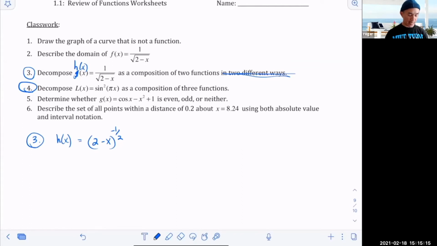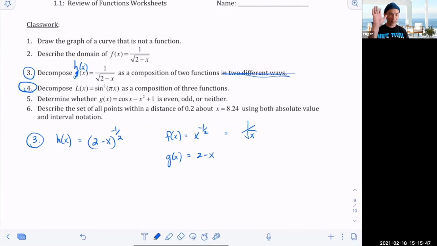If you allow me to write it like that, then our f of x is going to be x to the negative 1/2, and our g of x is going to be the inside, which is 2 minus x. Now, you may have written it like 1 over square root of x, but as I expressed to you earlier, I prefer to write it in exponential form. I hope you guys got this answer. Does anyone have any questions about this?